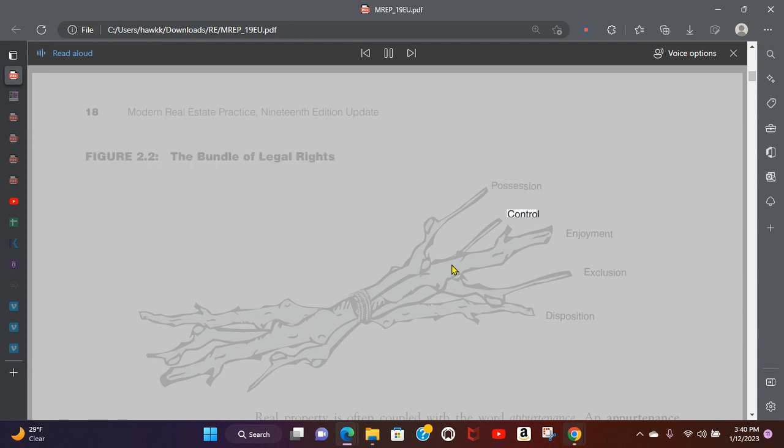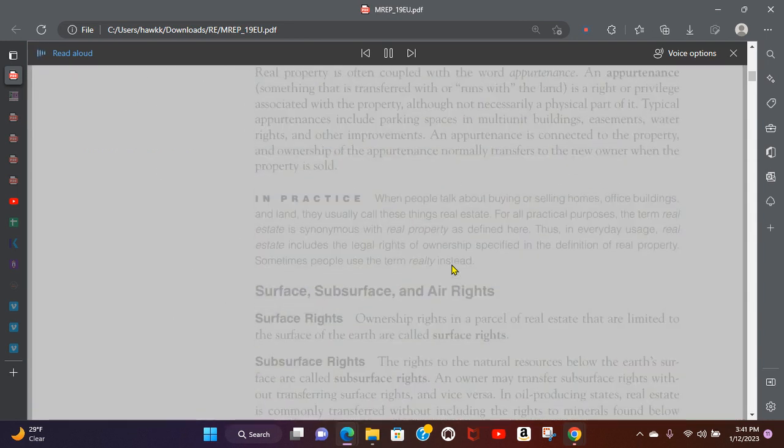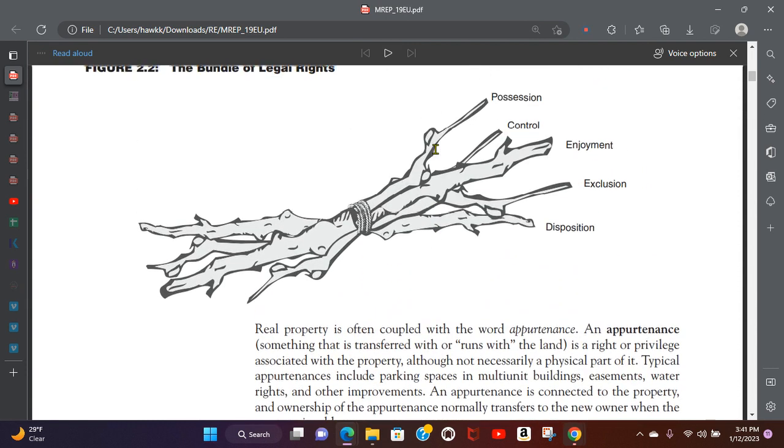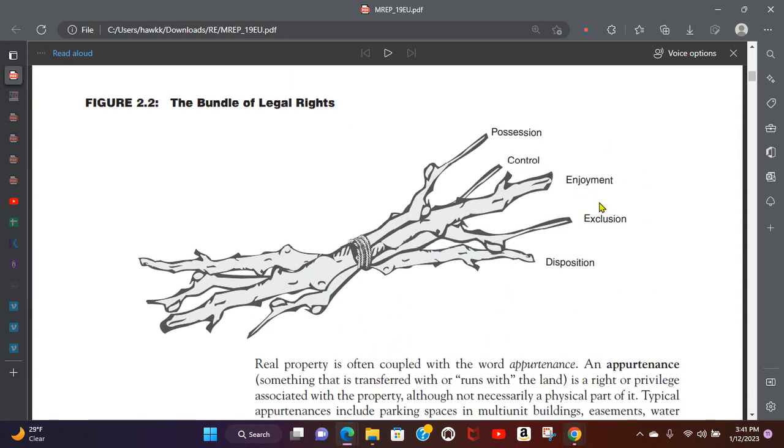Possession. Control. Enjoyment. Exclusion. Disposition. Real property. So let's go back up. Possession, control, enjoyment, exclusion, disposition. See how they got the tree all tied up? Then they say they had you tied up.